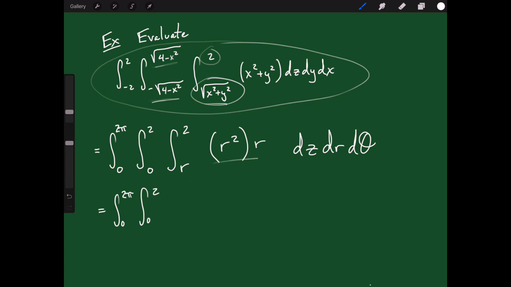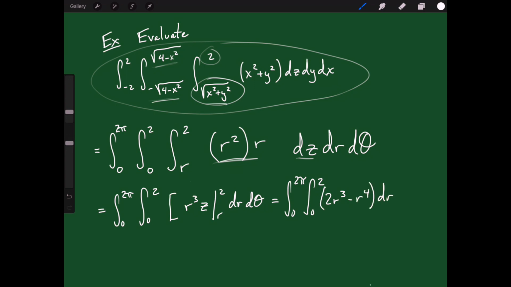I'm going to take the antiderivative of r cubed with respect to z, and I'll just get r cubed z evaluated from r to 2 dr d theta. Let's plug it in. I get the integral from 0 to 2 pi, integral from 0 to 2 of, if I plug in the 2 for z, I get 2r cubed. And if I plug in the r for z, I get r to the 4th, all of that dr d theta.